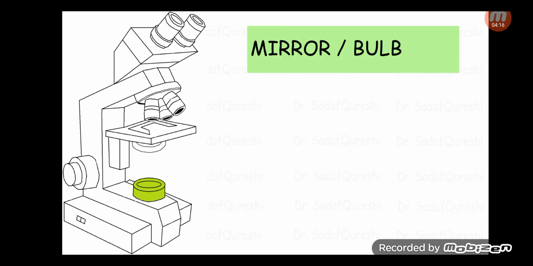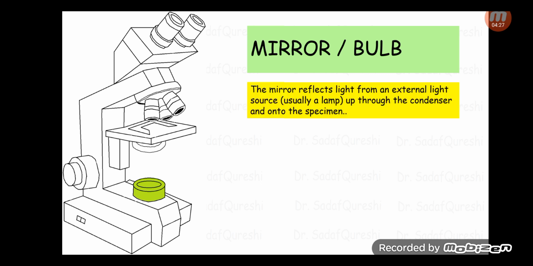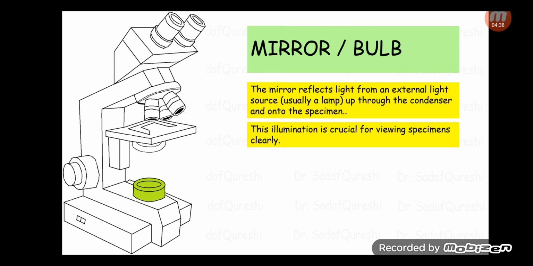So starting with the mirror or bulb, the green highlighted part in the diagram is the mirror, or it may be the bulb, depending on which type of energy source we are using for the compound microscope. The mirror reflects the light from an external light source, usually a lamp, but it may be the sun, up through the condenser and onto the specimen. This illumination is crucial for viewing the specimen clearly.